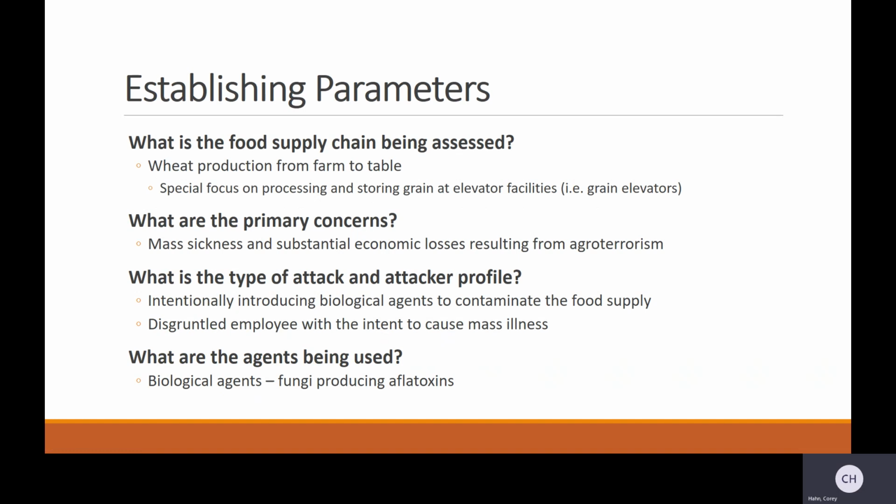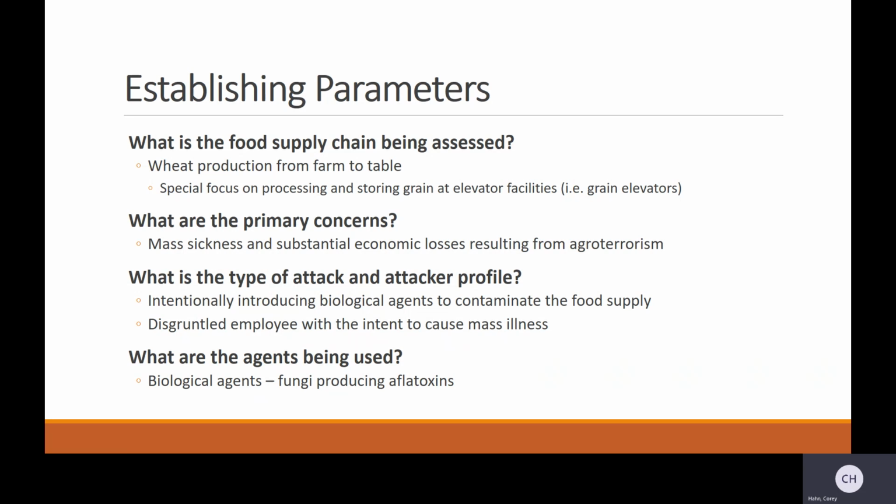The first step for conducting the Carver plus Shock analysis was to establish the parameters. These parameters were identified by asking the following questions, which are bolded on the slide. First, what is the food supply chain being assessed? For this analysis, I decided to analyze wheat production from farm to table, with a special focus on the processing and storing of grain at elevator facilities, also known as grain elevators.